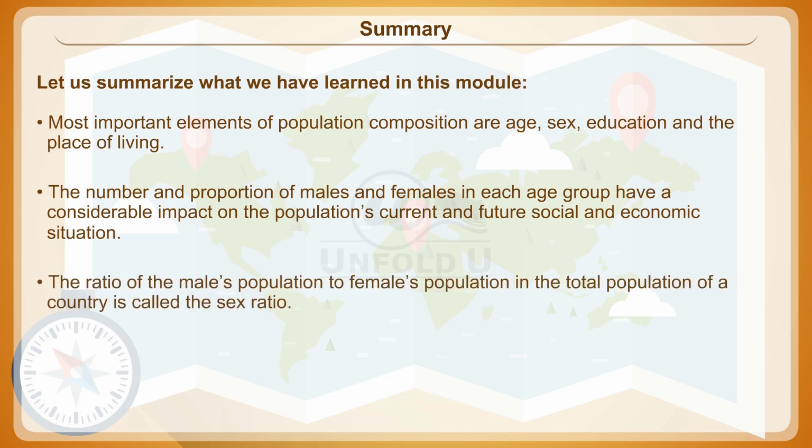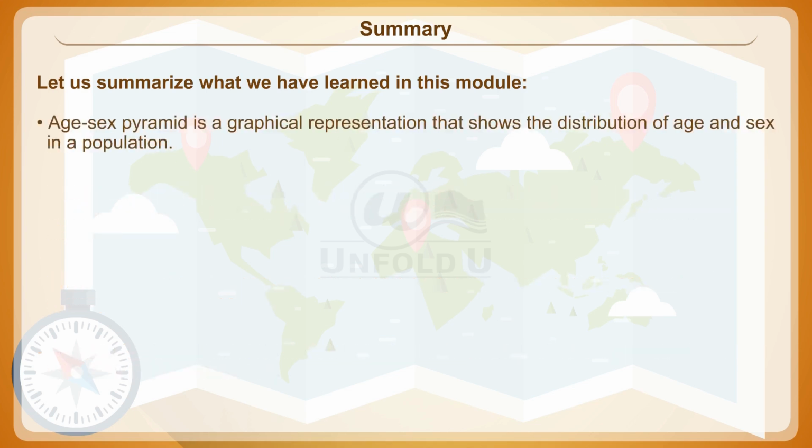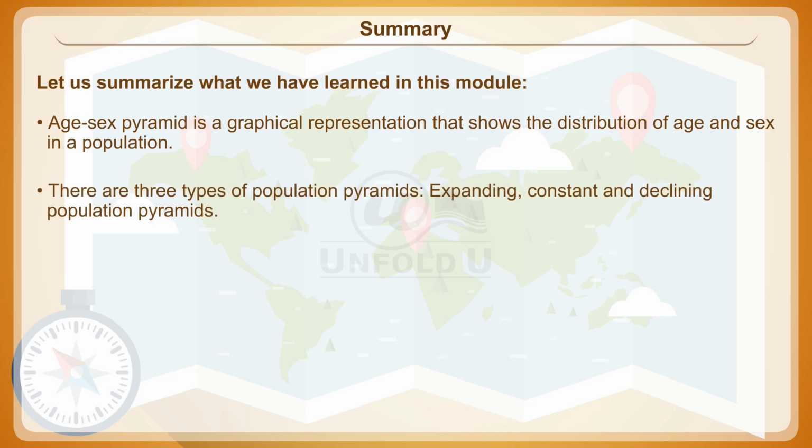The ratio of the male population to female population in the total population of a country is called the sex ratio. An age structure represents the total number of individuals of each age group in the total population of a country. Age-sex pyramid is a graphical representation that shows the distribution of age and sex in a population. There are three types of population pyramids: expanding, constant, and declining population pyramids.